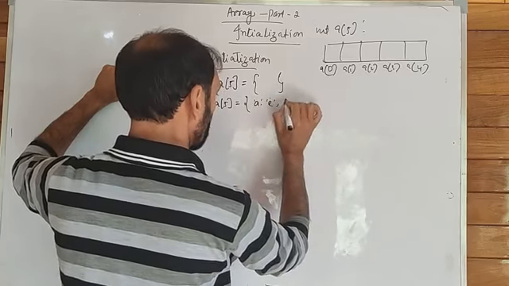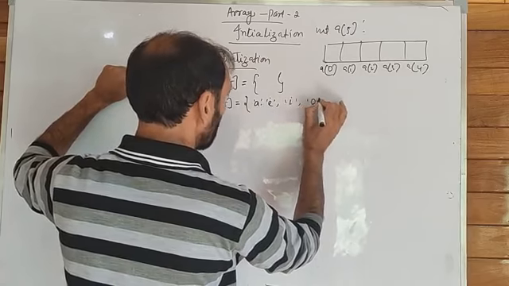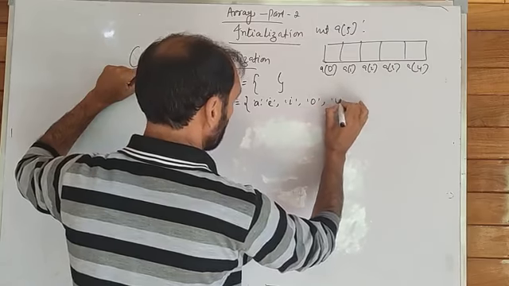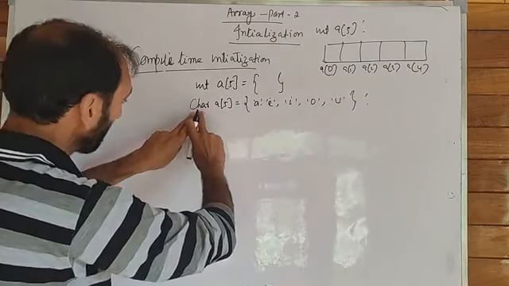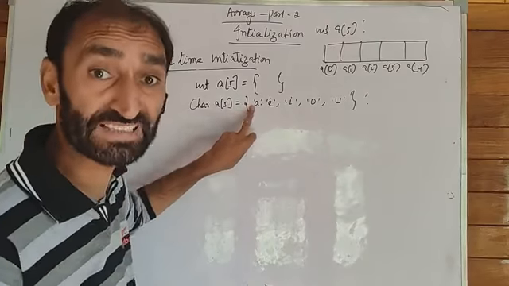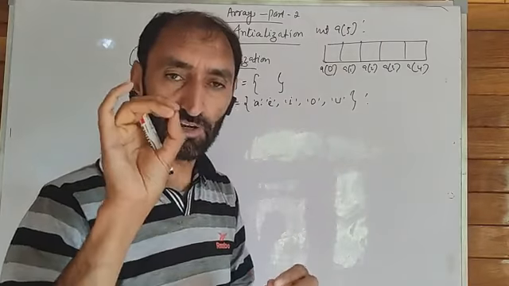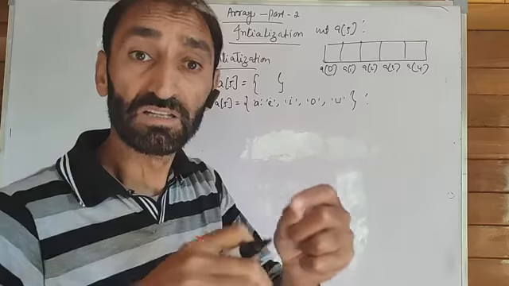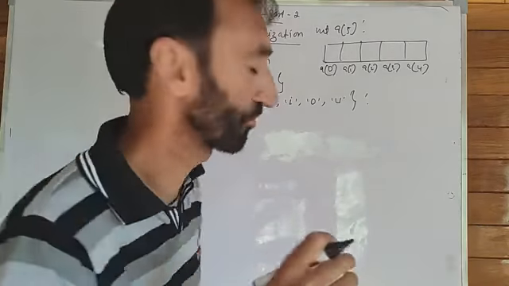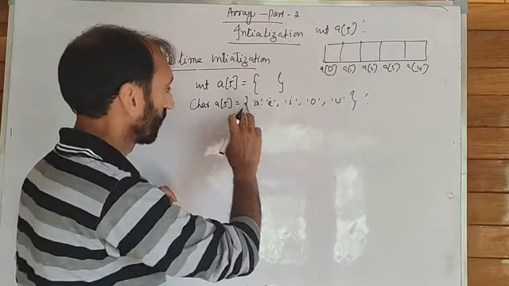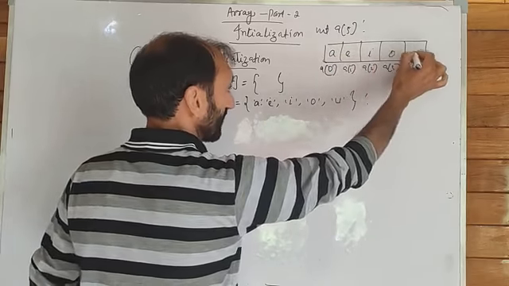A, E, I, O, U, the vowels. How can I make a character array for them? What are character constants? The character constants are characters, a single alphabet, a single character enclosed in single quotes. Here a, here e, here I, here o, here u.